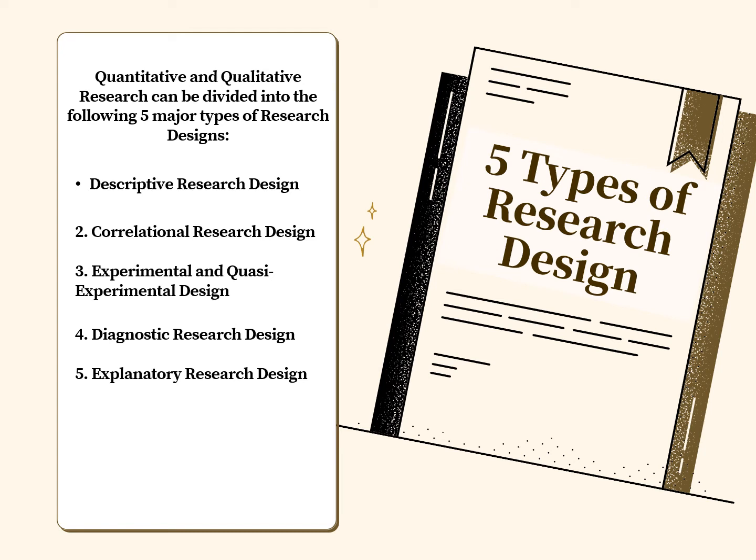Good morning, everyone. We have defined quantitative and qualitative research designs and have already differentiated the two. Now let's proceed to the five types of research designs. We have descriptive, correlational, experimental and quasi-experimental, diagnostic, and explanatory research design. So for quantitative, it can be split into two main categories, descriptive and correlational, and experimental and quasi-experimental design.